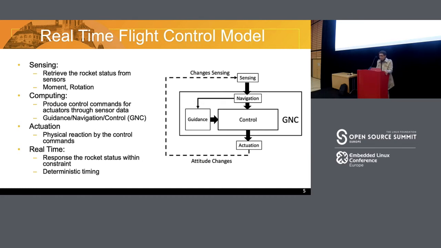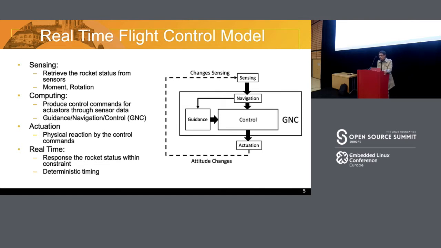The flight control model can be divided into three stages: sensing, computing, and actuation. In the sensing stage, there are several sensors like GPS and IMU, which are used to gather the rocket status. And this sensor data is delivered to the computing model, which consists of three submodels: navigation, guidance, and control. The purpose of the computing model is to use this sensor data to generate control commands. And these control commands will be delivered to the next stage, actuation.